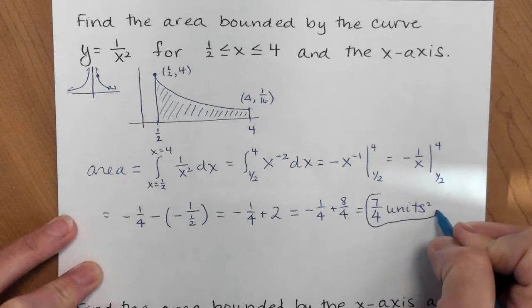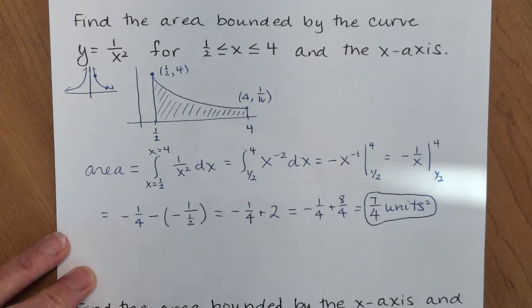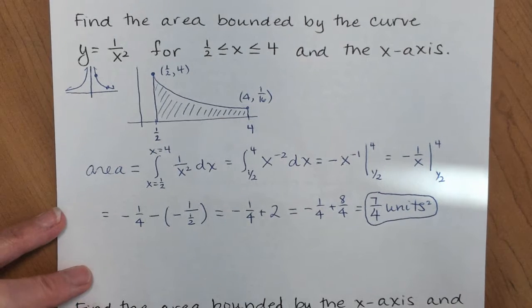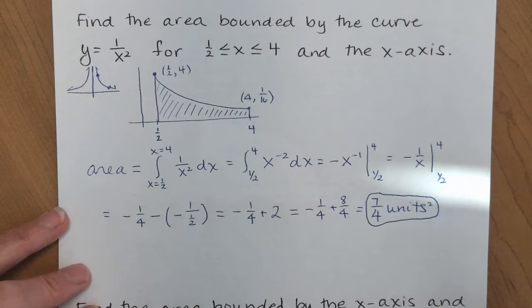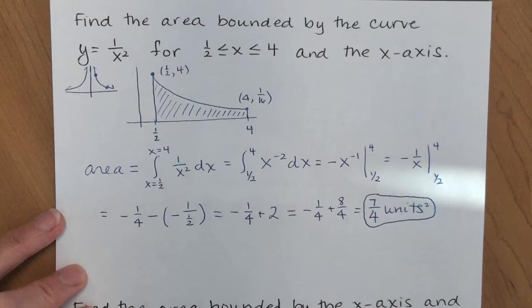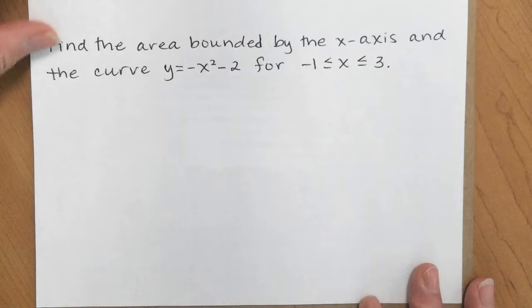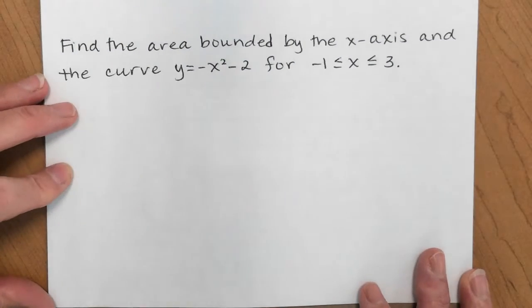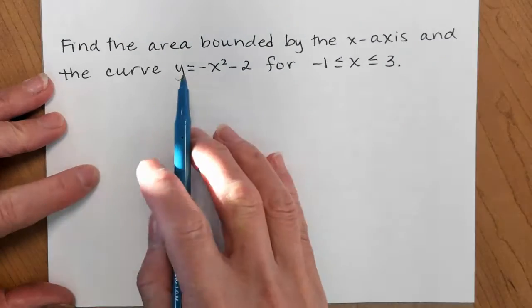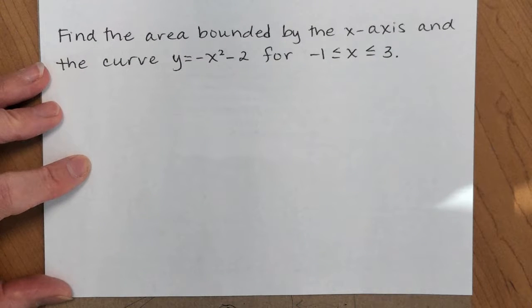Okay, so one application of a definite integral is that it allows you to find the area bounded by a curve and the x-axis. Now, there is one caveat to that, and I'm going to do a second example to explain that. So my second example is to find the area bounded by the x-axis and the curve y equals negative x squared minus 2 for x is negative 1 to 3.